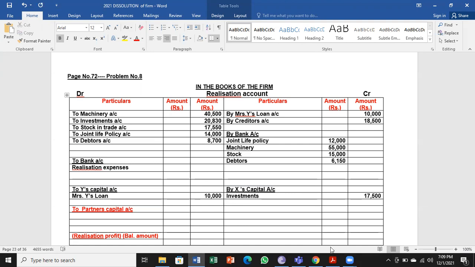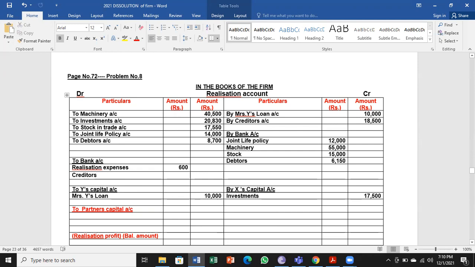Realization expenses 600. So there are two liabilities here. One, Mrs. Y's loan that has come here under Y's capital. We are left with now creditors. Creditors, they have not told anything. That means they have been told that creditors will be given the investment.